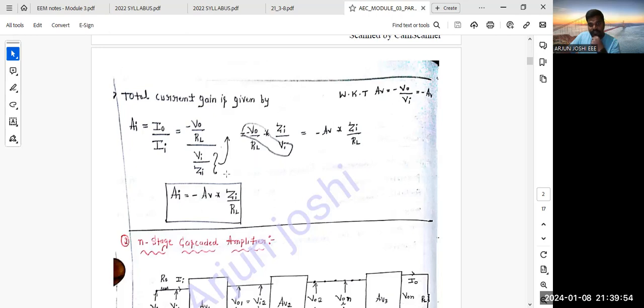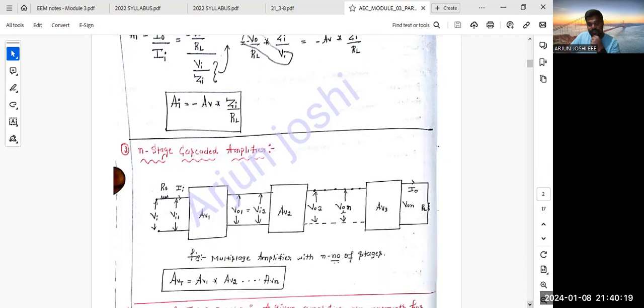Please take the denominator to the numerator. It changes to ZI divided by VI. Please mark this: minus V naught divided by VI. You know what this is: voltage gain, minus AV. So it is minus AV into ZI divided by RL. The final equation is AI is equal to minus AV into ZI divided by RL.